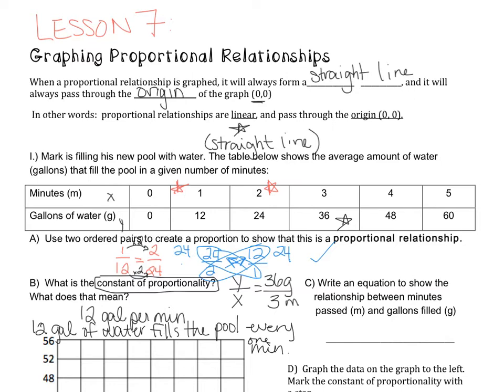Part C, we're going to write an equation to show the relationship between the minutes passed and the gallons filled. This will help us here if we look at our constant multiplier. We're always multiplying our m value by 12 to get our g value. In other words, we're taking 12 times m to equal g. So we find our gallons of water by taking 12, which is our unit rate, times the minutes that have passed.